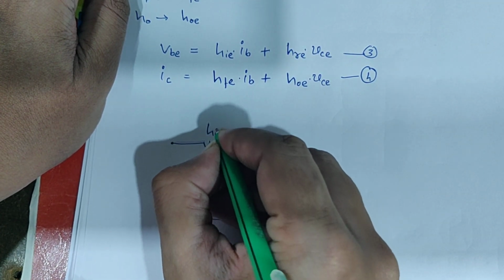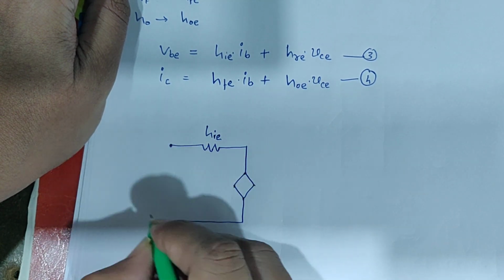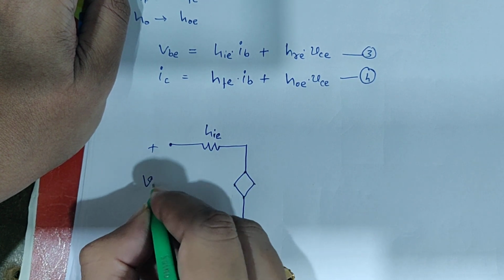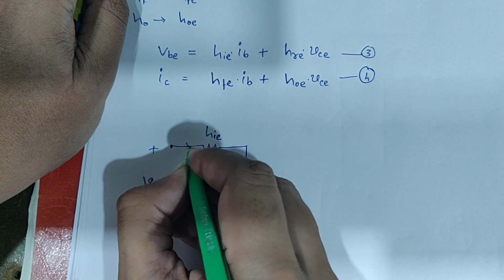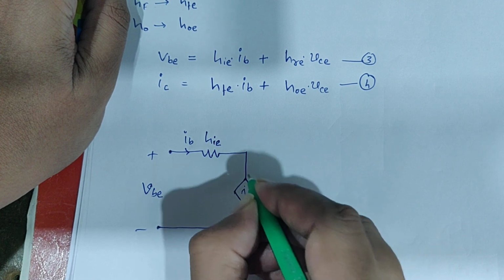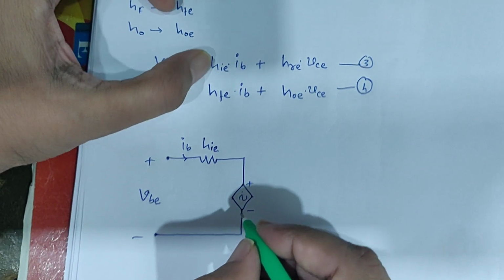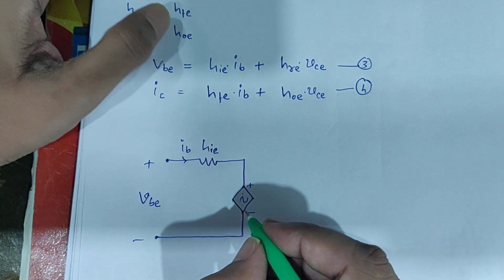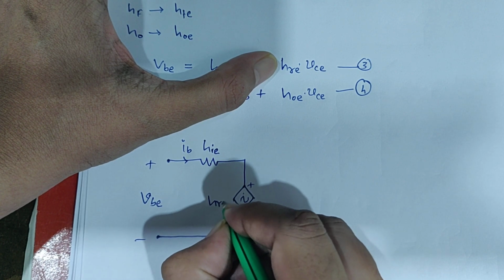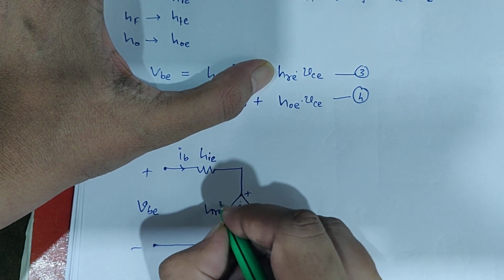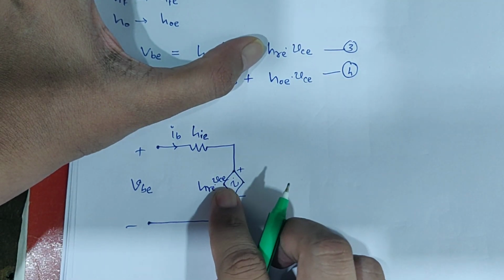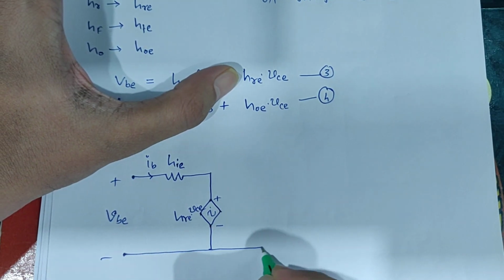So this will become HIE. Here the voltage is nothing but the VBE, and the current is nothing but the IB. This is the dependent voltage source. The value of the dependent voltage source will become HRE into V2. V2 is VCE. Okay, HRE into VCE.